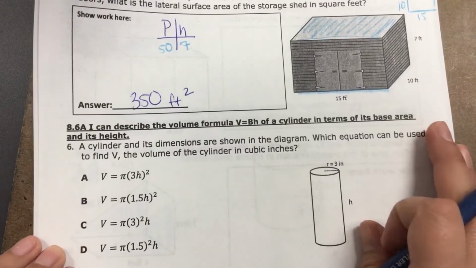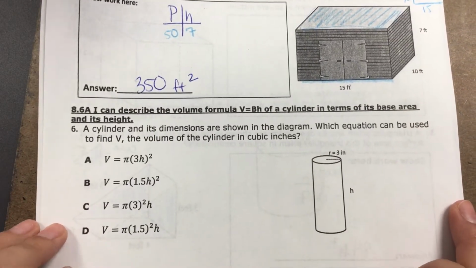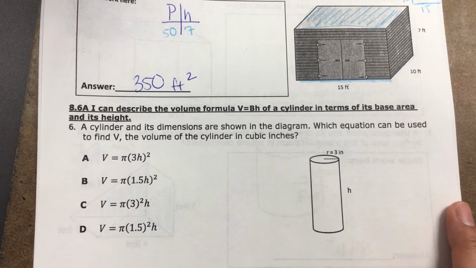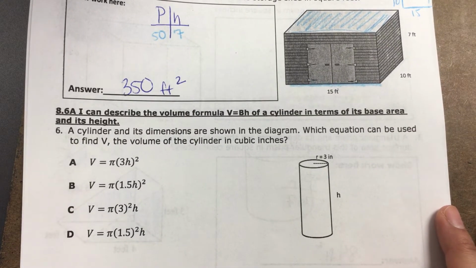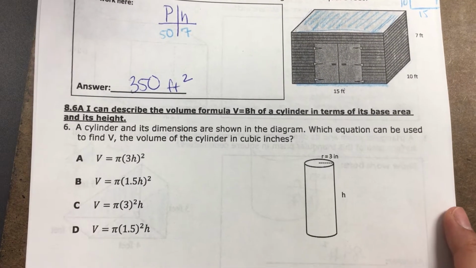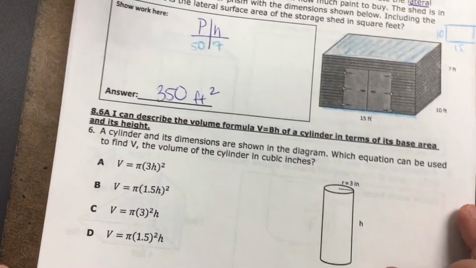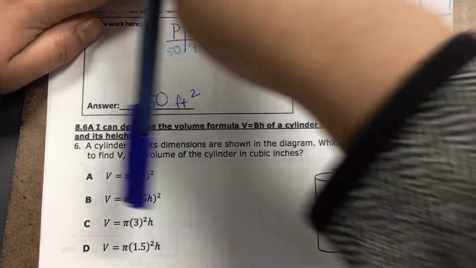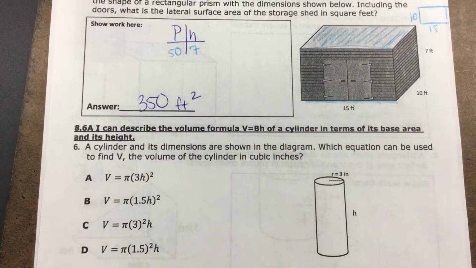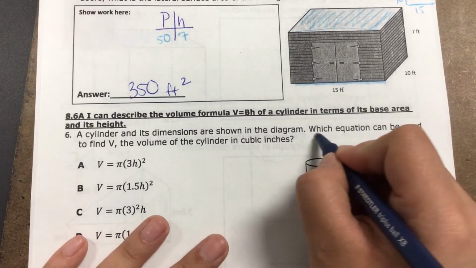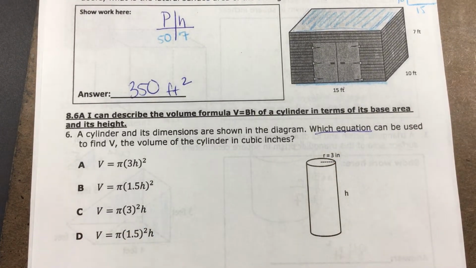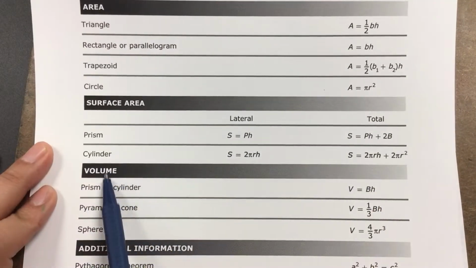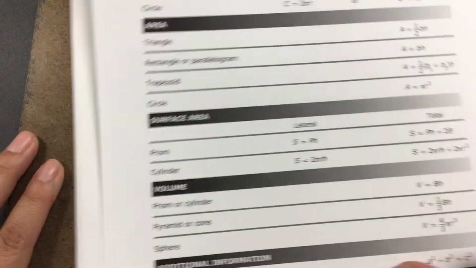Now let's go ahead and start talking about volume. 8.6a, I can describe the volume formula V equals BH of a cylinder in terms of its base area and its height. Question number 6 says, a cylinder and its dimensions are shown in the diagram. Which equation can be used to find V, the volume of the cylinder, in cubic inches? So this time we're looking at just which equation. We're going to go ahead and write our formula. This is the volume of a cylinder, so we're going to look under volume. Cylinder, V equals BH.